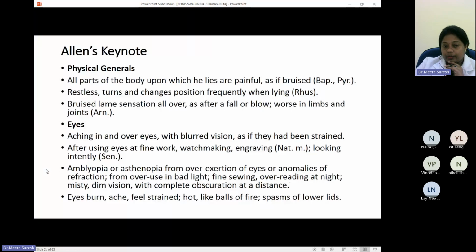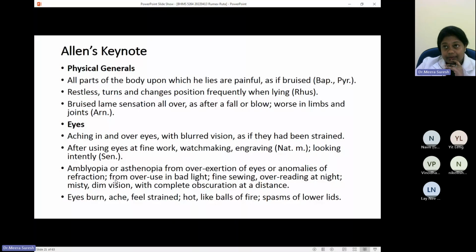or asthenopia. Even if you forget the word amblyopia, it doesn't matter. Asthenopia, that resulting in eye complaint. Or it can be anomalies of refraction, like long sightedness and short sightedness. If there is some refractive error also, we can think about Ruta.